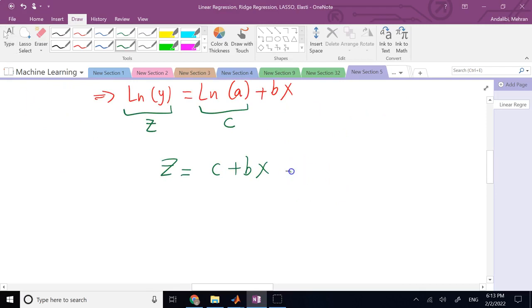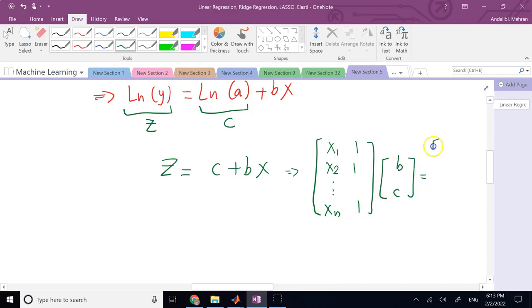So what you need to form here, if you have again those data, is x1 and 1, x2 and 1, all the way to xn and 1, times b and c, and here is going to be natural log of y1, natural log of y2, all the way to natural log of yn.